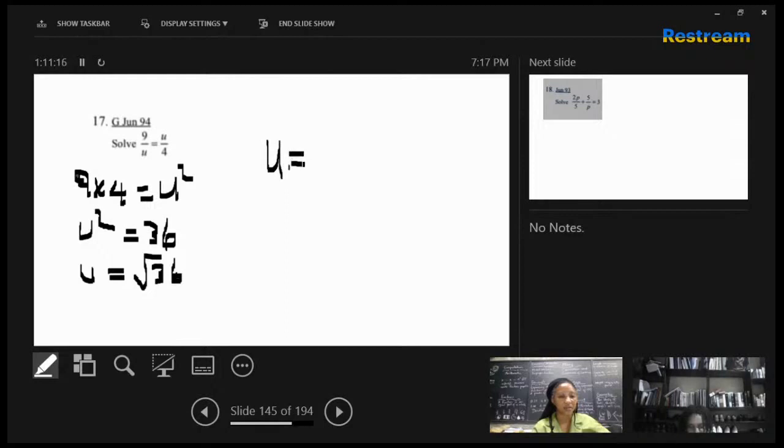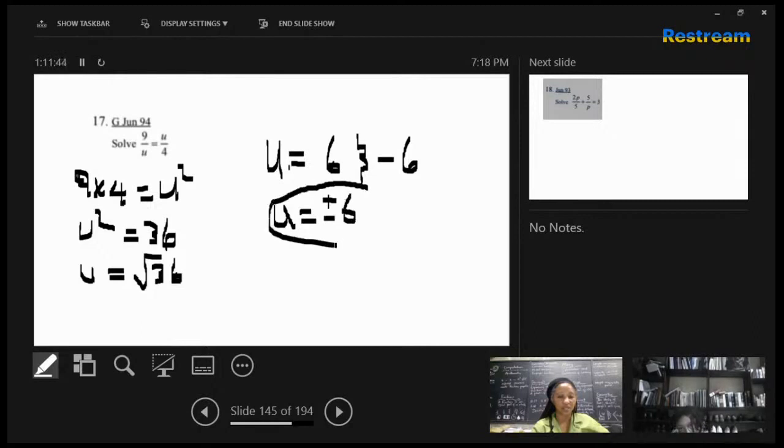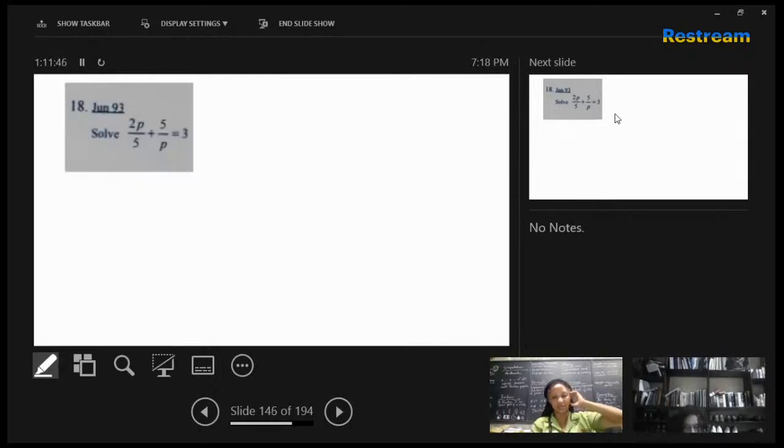No, 6 and negative 6. Because the square root of 36 is negative 6 also. The square root of a number is a positive and a negative number. We could write it like that, or just say it's 6 and negative 6. Go ahead and do this one too.